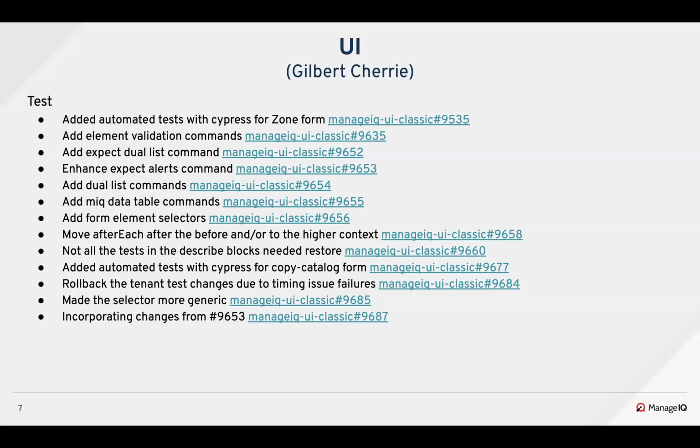Asavad had another PR, added automated tests with Cypress for the copy catalog form. Joe had a PR to roll back the tenant test changes due to timing issue failures. Asavad made a PR for the selector being more generic, as well as another PR to incorporate changes from a previous PR, which was 9653. Next slide.